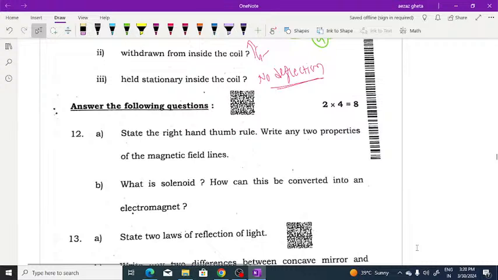The next question is, state the right hand thumb rule. What is the right hand thumb rule? Yesterday I made a video in which this was given. Imagine you are holding a current carrying conductor in your right hand in such a way that the thumb is in the direction of current, and the fingers which encircle the conductor will give you the direction of the magnetic field lines.